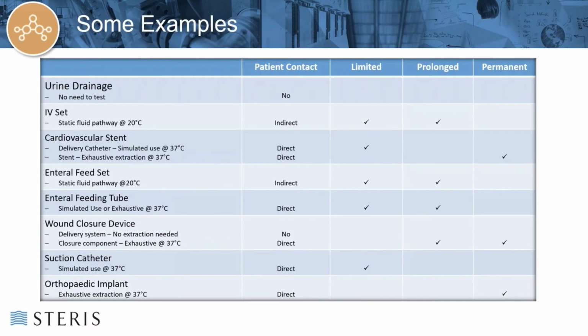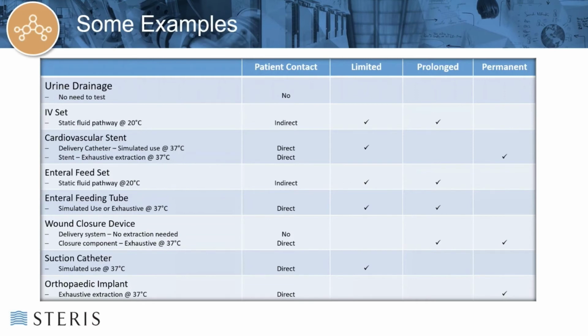For prolonged and permanent devices, or portions of a device, exhaustive or repetitive 24-hour extractions are performed. Similarly, exhaustive extractions might include cutting up the patient contacting portions and immersing them in water, or the fluid path may be tested if appropriate. The temperature would again typically be body temperature or room temperature.